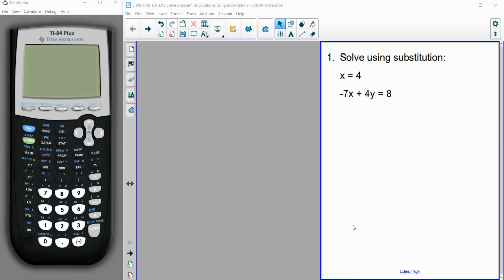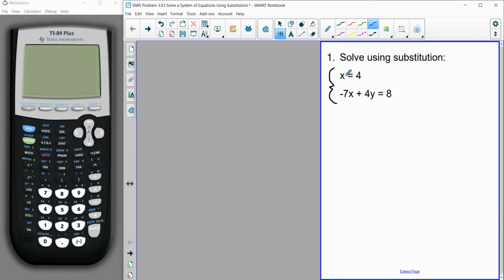Mr. Kaczynski with you, and I'm going to go over solving linear systems using substitution. Okay, so this is a system of equations right here, these two equations together. They're two straight lines. They'd be tough for us to graph on a graphing calculator because this one's not solved for y. So what we're going to do is use an algebraic method to solve this.